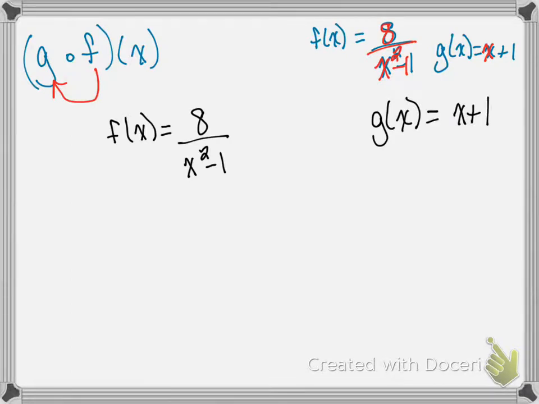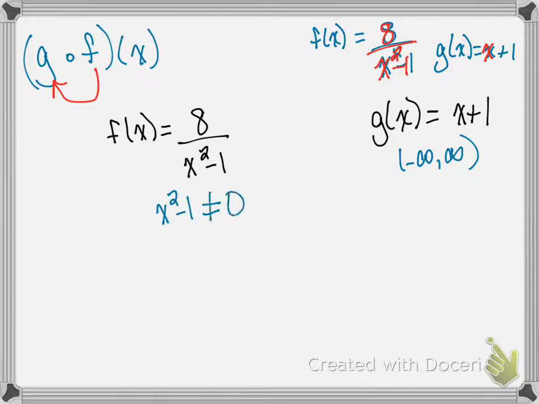Now, if I look at the domain of g of x, what could I put in for x? What can my x values be for g of x? Is there a fraction in g of x? No. Is there a square root in g of x? No. So what can I plug in for g of x? Anything. How do I write anything? Negative infinity to... You got it. Good job. Perfect.